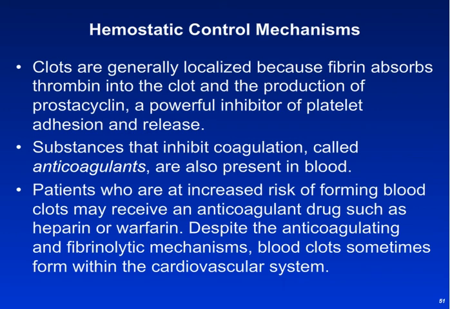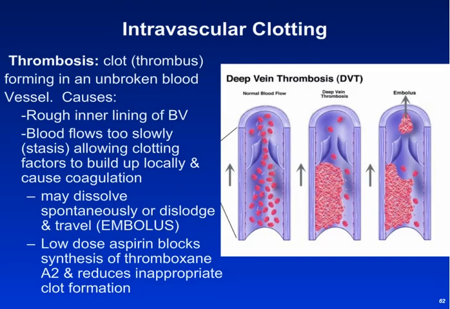As I said previously, your body manufactures a number of anticoagulants, but we also use anticoagulants in the medical field. So, for example, patients who are at an increased risk for forming blood clots may receive an anticoagulant drug such as heparin or warfarin. Even despite our natural anticoagulants, as well as any we might be administering to a patient, we do occasionally get inappropriate blood clots in a patient, and these can be life-threatening, and we'll talk about these in the next slide.